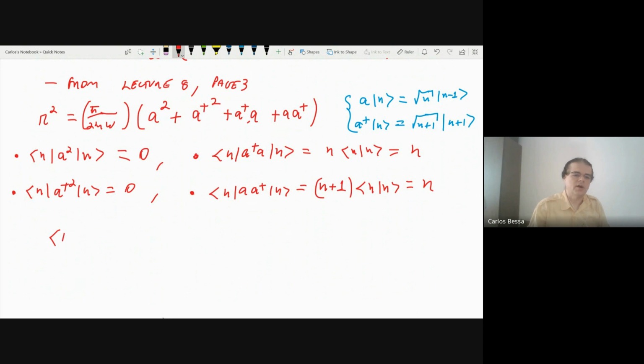So we'll have that n, r squared, n will be just h bar over 2n omega times 2n plus 1, because this one is n, this one is n plus this n plus 1, so it's 2n plus 1, which is the same as h bar omega times n plus 1/2. Okay, so it's simple to verify this. Just use these properties.